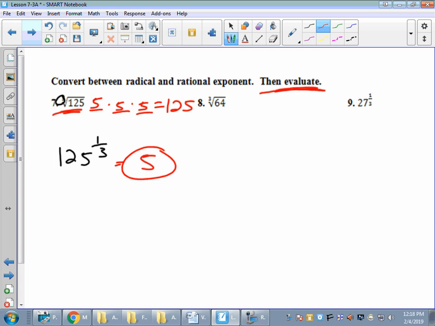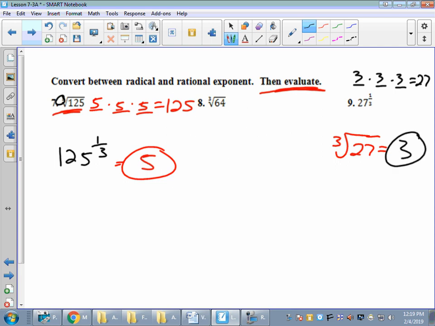How about this one up here, 27 to the 1/3 power? So again, now we know this is the cubed root of 27. Okay, and now we're trying to find basically a number multiplied by itself 3 times that would equal 27. So what times what times what equals 27? It has to be the same number. In that case, it would be 3. 3 times 3 times 3. So our answer here is 3.